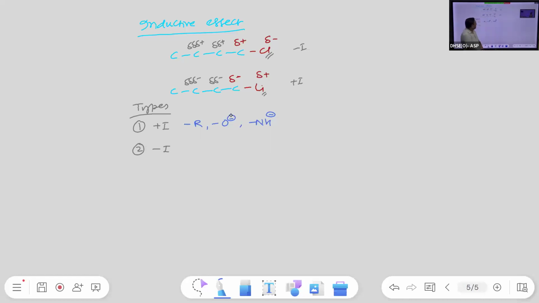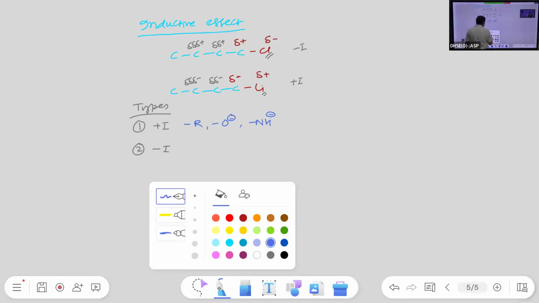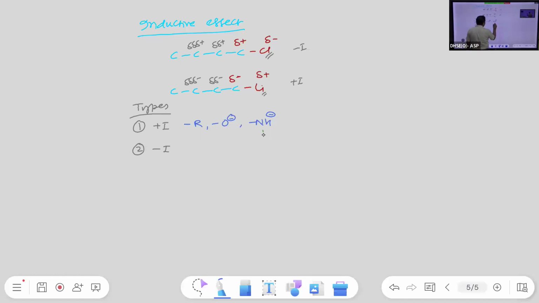The plus I power of O minus and NH minus is even more than the alkyl group. Now among these, which has the highest plus I power? In the alkyl group, suppose we have CH3, C2H5, C3H7. Among these three, which has more plus I power?